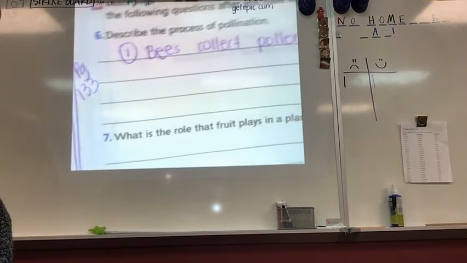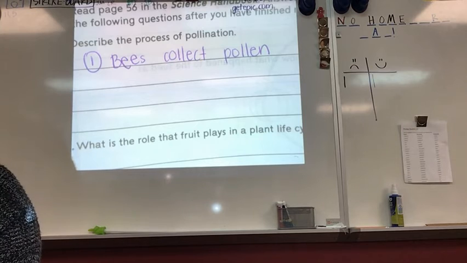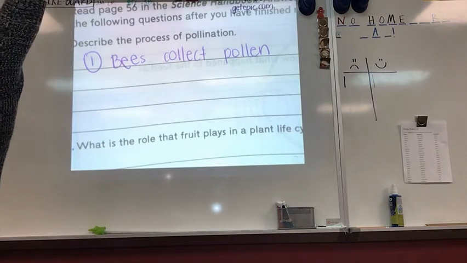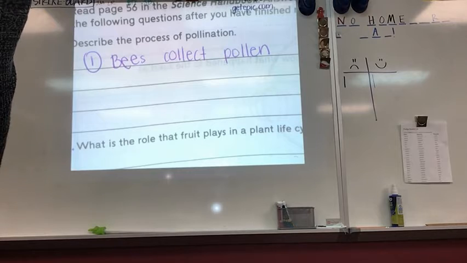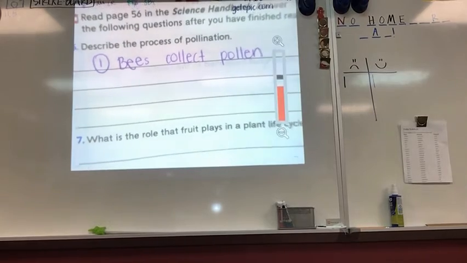And does that mean that they're going door to door and they're like, oh, please, sir, can I have some pollen? Oh, hey, neighbor bee, do you have some pollen for me? No. How do bees get the pollen? Who can tell me? Skylar. They get the pollen from the flowers growing. Yeah, so they collect pollen from flowers.